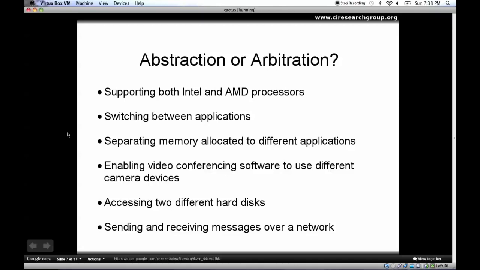Similarly, accessing two different hard disks from two different manufacturers. Any underlying detail differences between those drives can be handled by using the operating system to abstract away the details. Sending and receiving messages over a network is both abstraction and arbitration. On the one hand, we're abstracting away the details of each particular network card to be able to send and receive the message. On the other hand, we're sharing that network card among all the different applications on the system.